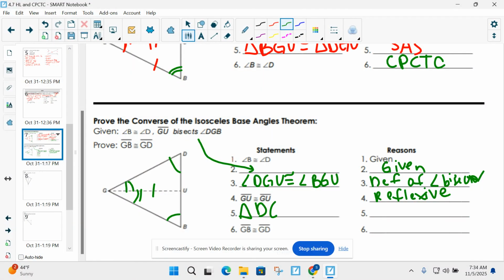So triangle DGU is congruent to triangle BGU. The reason for these triangles being congruent is different because there's only one side and there are two angles, and the side is not in between the two angles that are congruent here. So this would be angle, angle, side. And then finally, CPCTC, we can prove that the legs are congruent. So that's the converse of the isosceles base theorem.